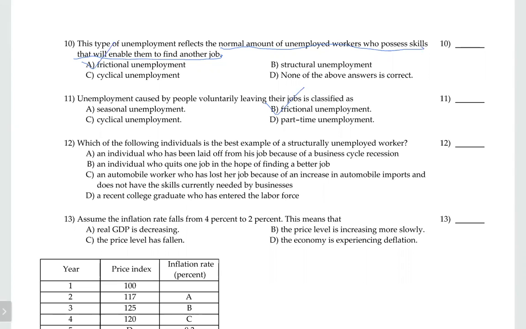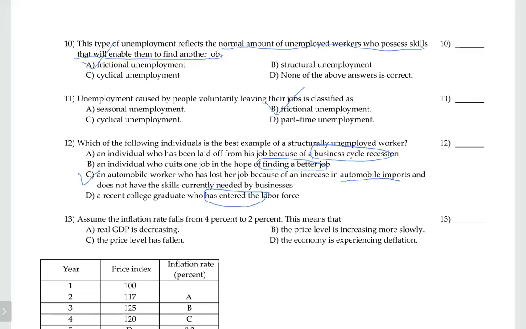12. Which of the following individuals is the best example of structural unemployment? So A is not correct. This is caused by the business cycle. This is cyclical. B, someone hoping to find a better job, that's called frictional. And D, a recent college graduate who enters the labor force. That's also frictional. Only C is correct, an auto worker who has lost her job because of an increase in automobile imports and doesn't have the skills currently needed by business. So there's some structural change in the labor market that caused her to lose her job. Right.